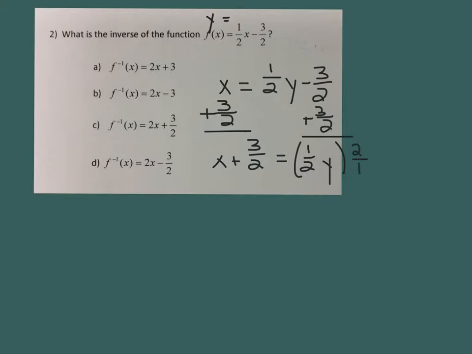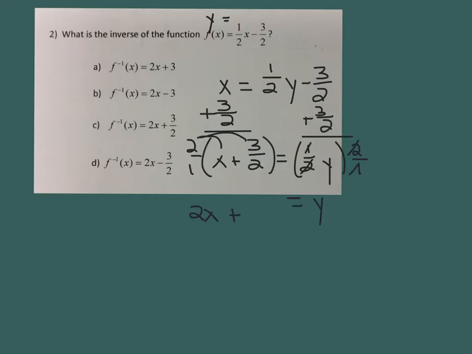Or you could just write that as 2 if you want. That's totally fine. The reason I do that is because then this 2 cancels off with this 2, and basically you're left with 1 divided by 1, which is just 1, so you're left with 1y. And on this side, when you distribute, 2 over 1 times x is just 2x. And then plus 2 over 1 times 3 over 2.